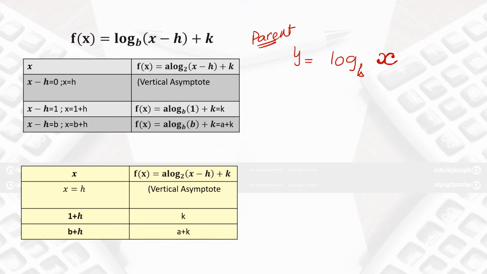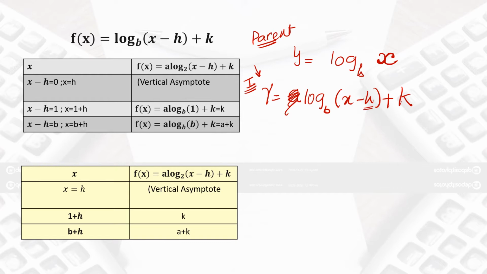Now, for the transformation, we must know the basic equation, that is y equals log base b of (x minus h) plus k. Sometimes some number is written before the log. We can even have a negative sign before the log or inside the bracket. But we will study the first part of the transformation: if y equals log base b of (x minus h) plus k is written, what will happen with the transformation?